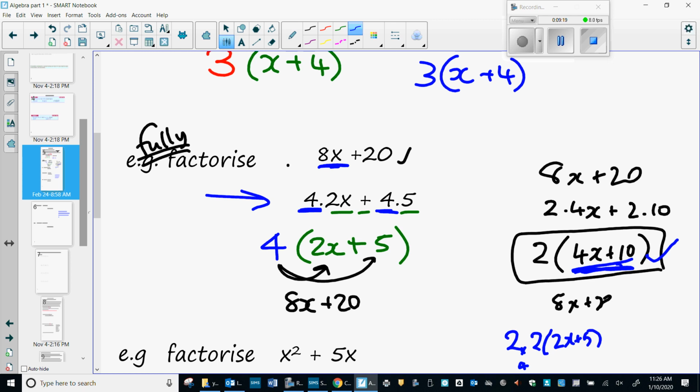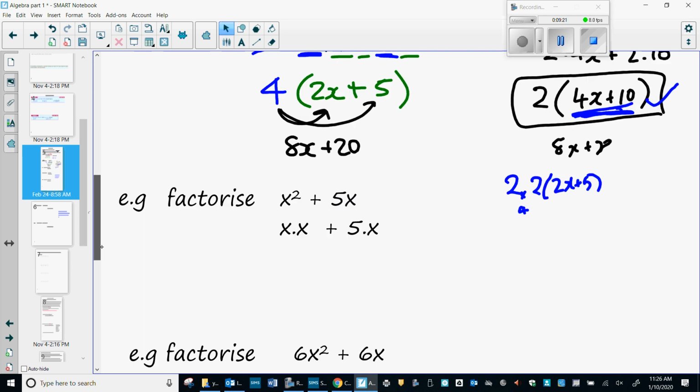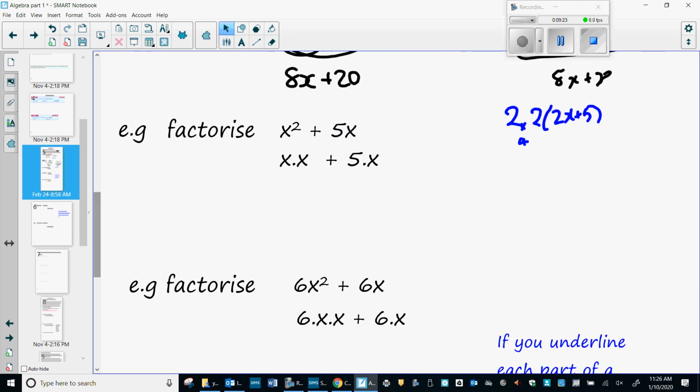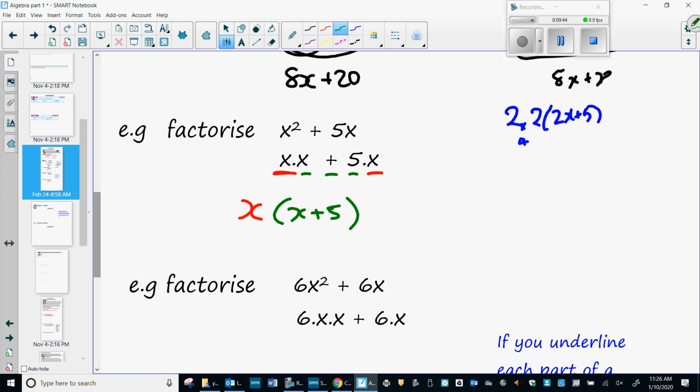Okay. Right, next one. As I've said, it's not always going to be a number that's common. I've got x squared. We have to remember what x squared means. It means x multiplied by x. And obviously 5x means 5 times x. So we've got x that's common. Oh, should I just underline the wrong thing? X that's common, so that's at the front. And x plus 5 goes in my bracket. Okay?